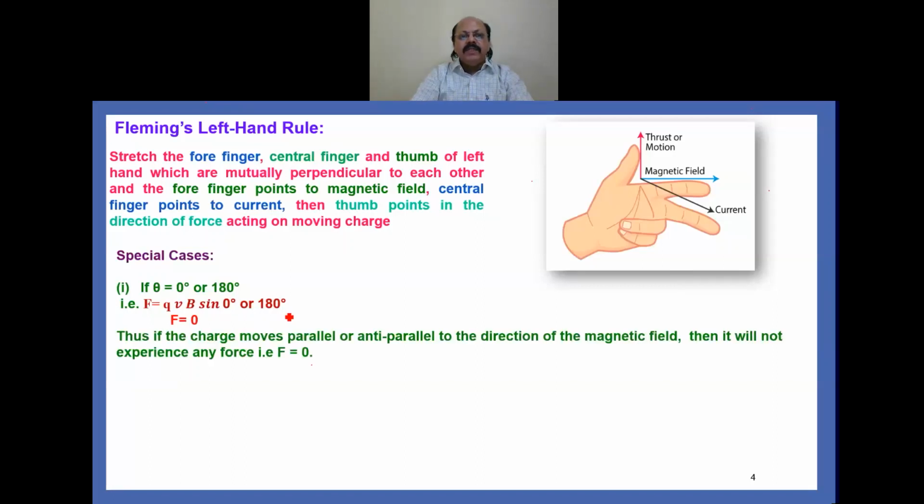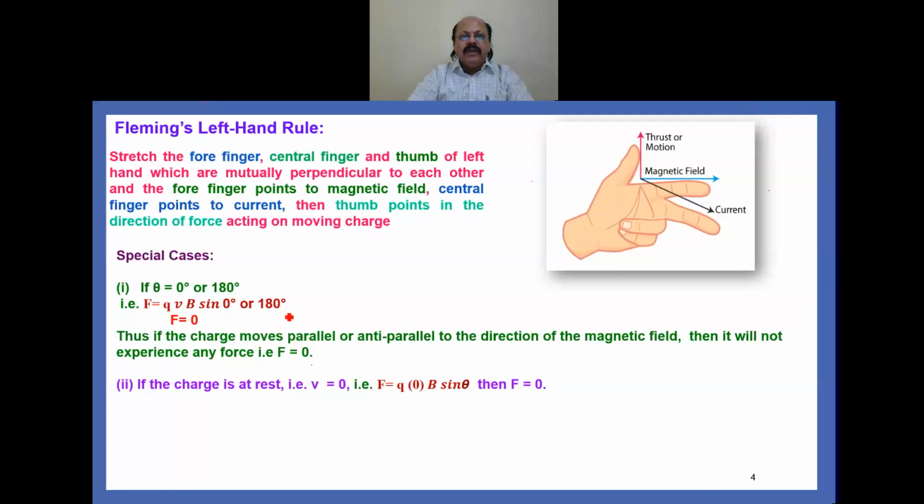It means if the charge moves parallel or anti-parallel to the direction of magnetic field, then it will not experience any force. That is F equal to 0. Similarly, we take another case. If charge is at rest, that is v equal to 0, then the same formula you apply, F equal to q v B sine theta.